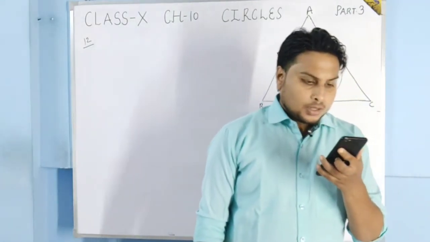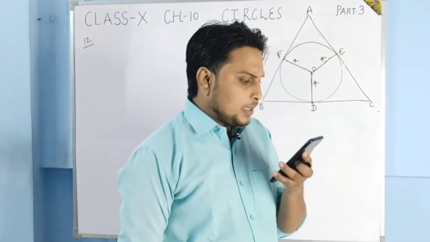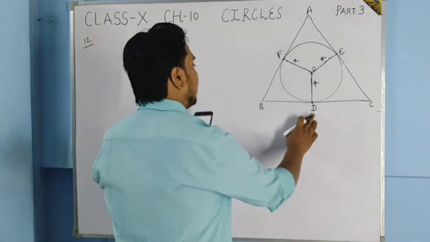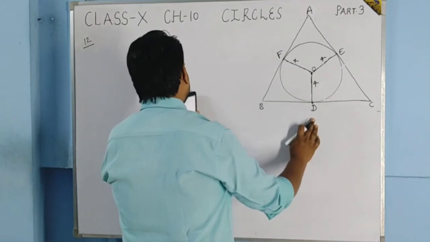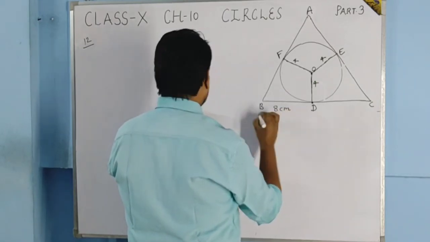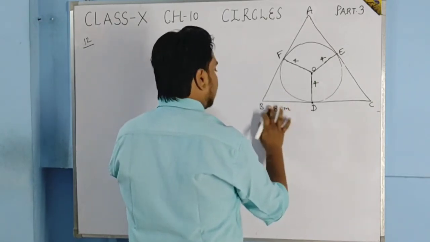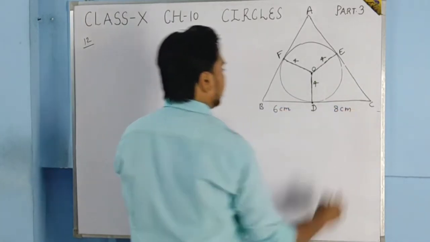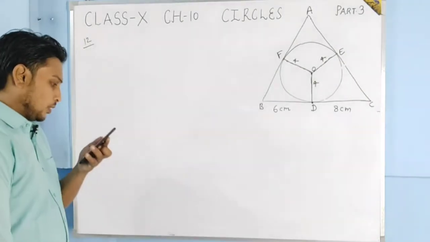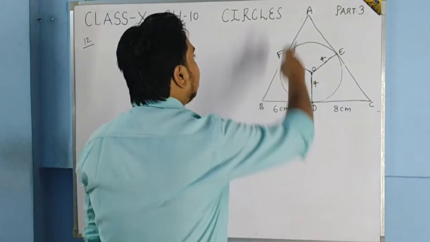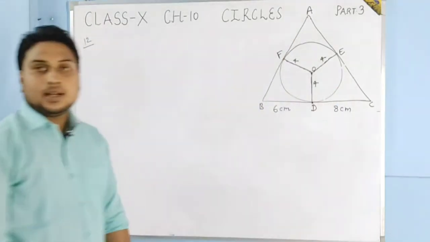Such that the segments BD and DC, into which BC is divided by the point of contact D, are of length 8 centimeter and 6 centimeter. Means it is given that this length is 6 centimeter and this length is 8 centimeter. Find the sides AB and AC. We have to find the measure of the sides AB and AC.